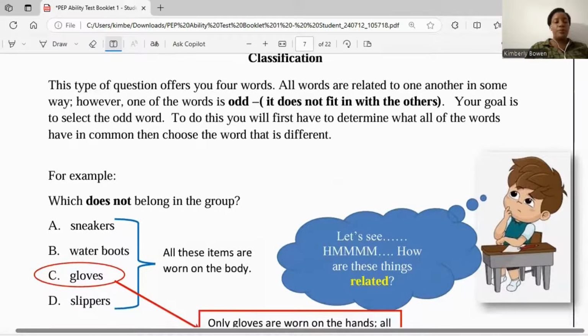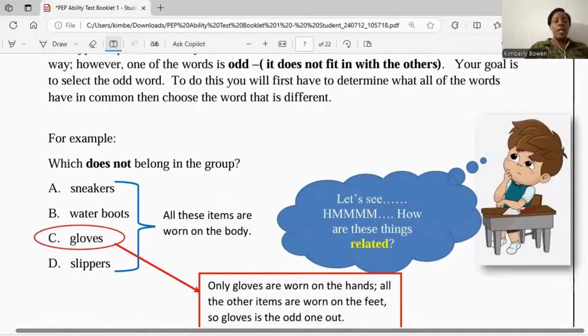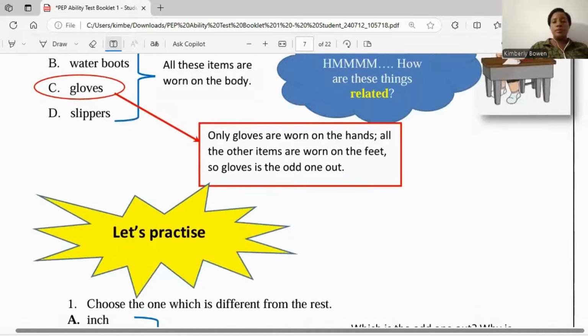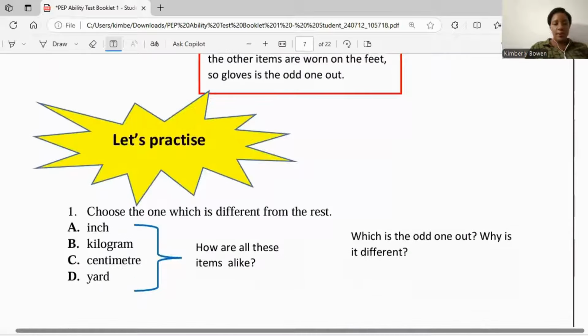Let's look at the example. Which word does not belong in the group? Let's see how all of these items are related. Sneakers, water boots, gloves, and slippers are all worn on the body. Only gloves are worn on the hand. All the other items are worn on the feet. So gloves is the odd one out. Let's do our practice.